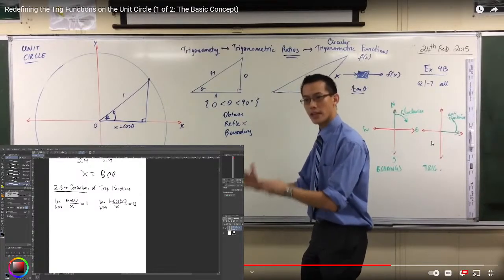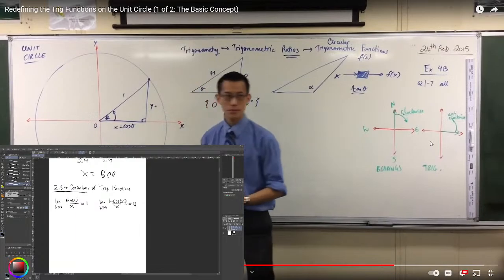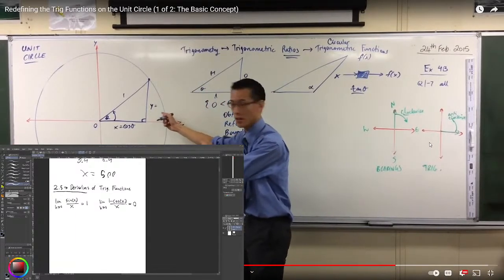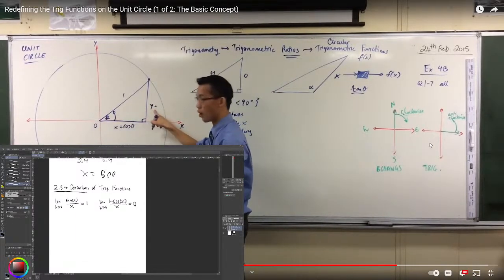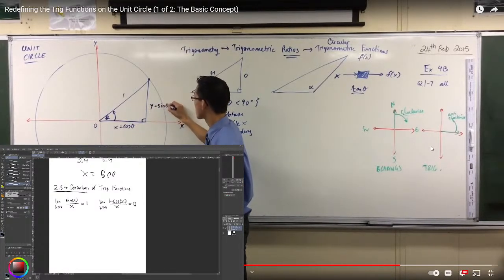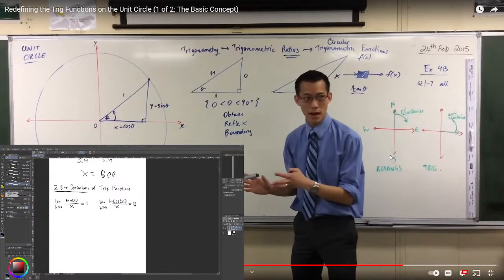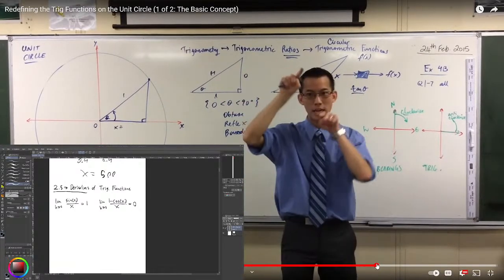In exactly the same way, when I look at y, I've got the opposite side this time. So sine of theta would be opposite on hypotenuse, it's just y. So y is equal to sine theta. So now I'm going to stop talking about x and y for a second, because I can relate those two sides.